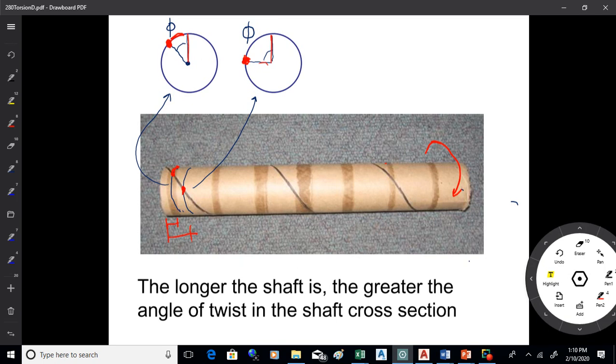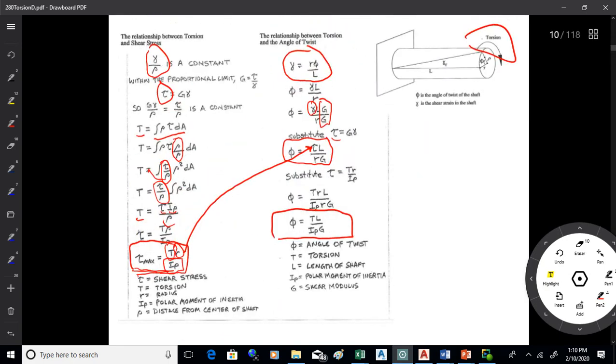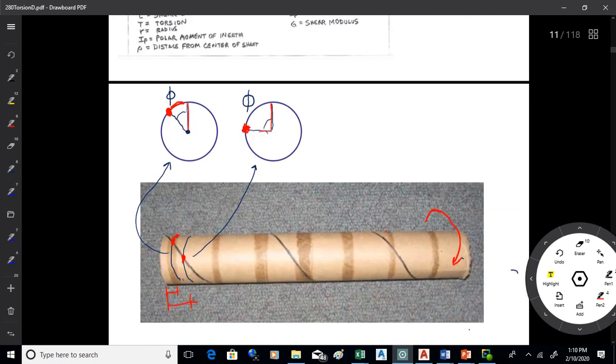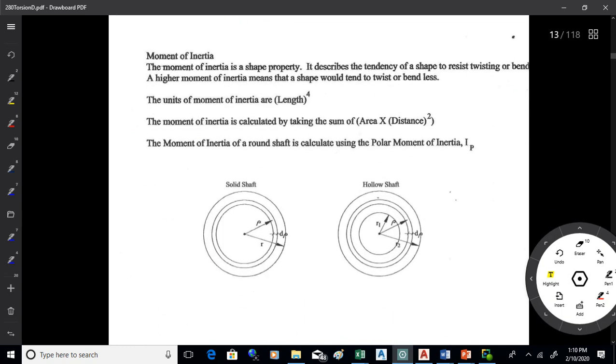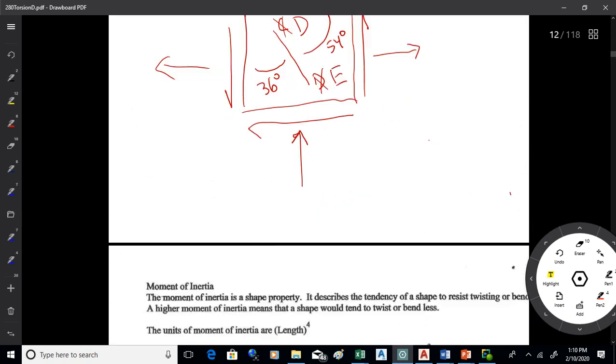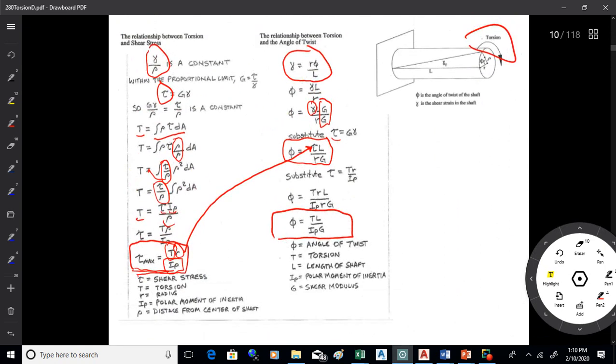So L is on the top of that relationship. The moment of inertia resists twisting. G is how stiff the shaft is in shear. It's the shear modulus. So the moment of inertia and G are on the bottom of the equation. So those are the two relationships we use. Do we have any questions on that stuff? Doing all right?